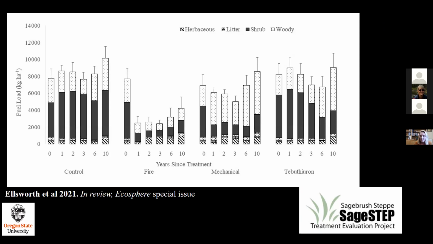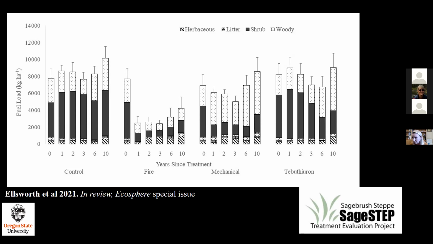So we quantified these different fuel parameters every year for 10 years. And I'm going to show you here data from years 0, 1, 2, 3, 6, and 10. What we're looking at across the x-axis here are the control plot, the fire plots, mechanical, and tebuthiuron, and each one of these has a time series embedded within it. This is fuel loads on the y-axis. Each one of these bars is made up of different fuel components. The herbaceous component is represented by these bottom striped bars. The bricks are the litter component. The black solid blocks are the shrubs, and then the polka dots are downed woody, the coarse woody material from the dead shrubs.